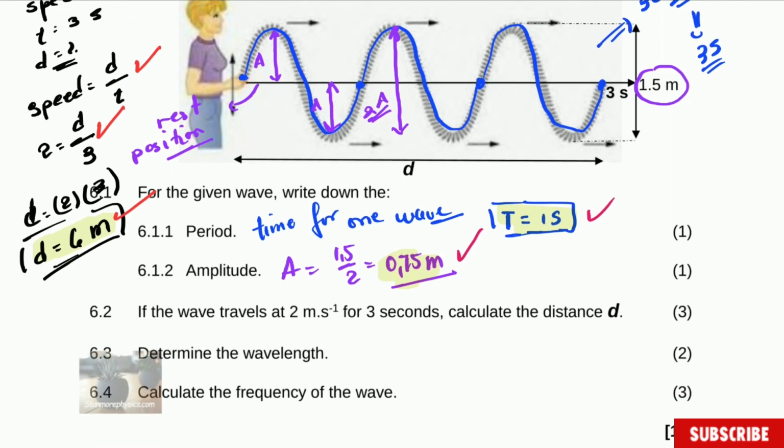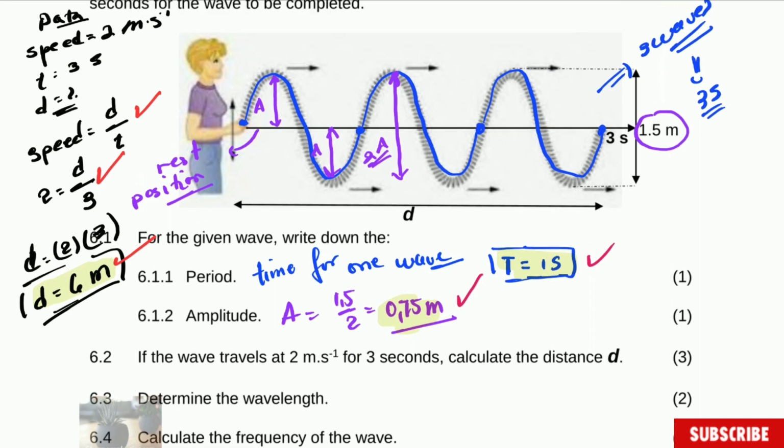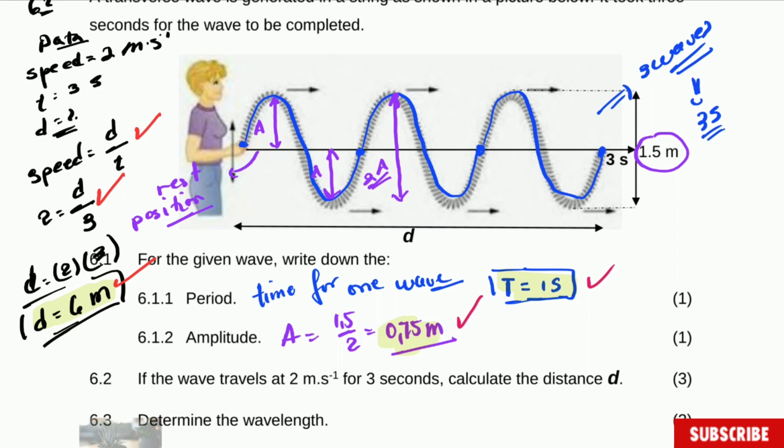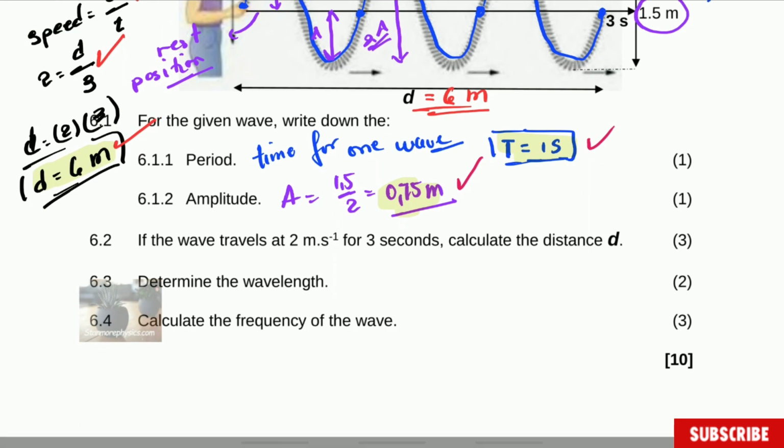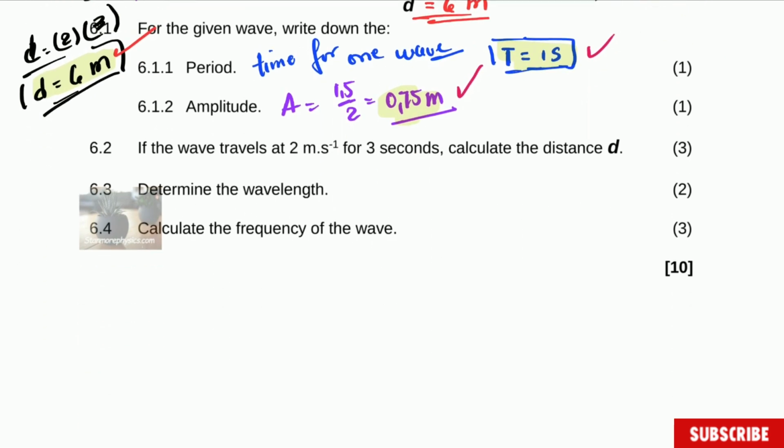Determine the wavelength. Now, remember the wavelength is the length of one wave. Here we can see that the distance from the starting point to the end point is 6 meters. So this d is equal to 6 meters. And then we have 3 waves. So we're going to use this very easy rule. Extremely easy. We're going to have 6.3.